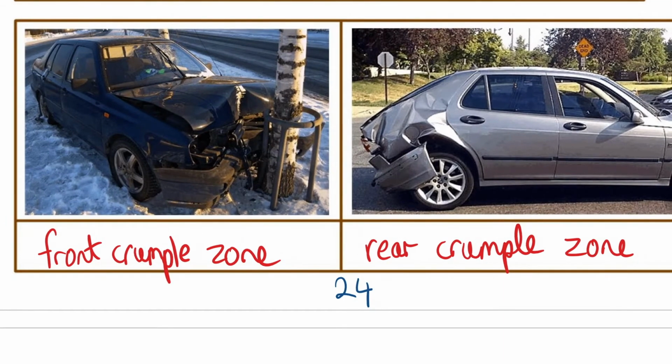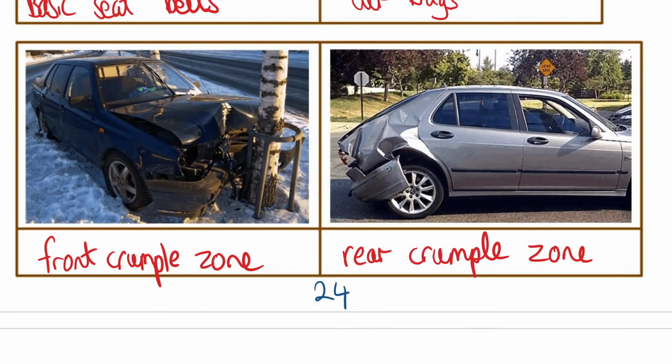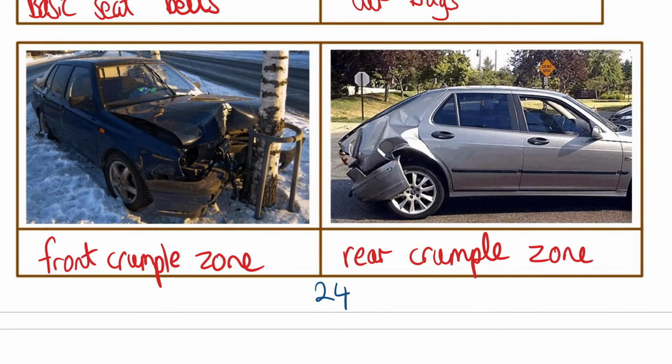Front and rear crumple zones. They speak for themselves. They take the energy out of the collision, and again they increase the time it takes for that car to come to a standstill. Rather than the main part of the car crumpling, which obviously would be dangerous for the passengers and driver inside, the crumpling takes place in these crumple zones instead, keeping the main part of the car intact.